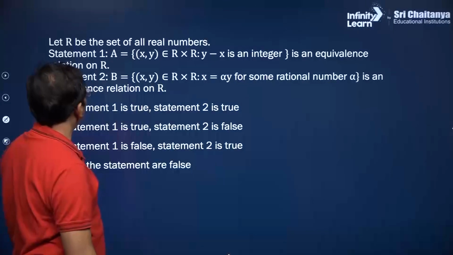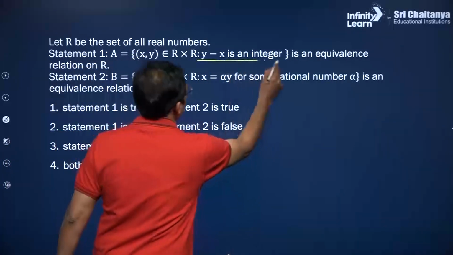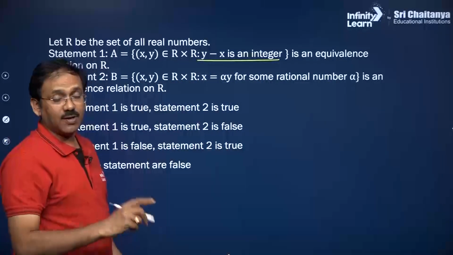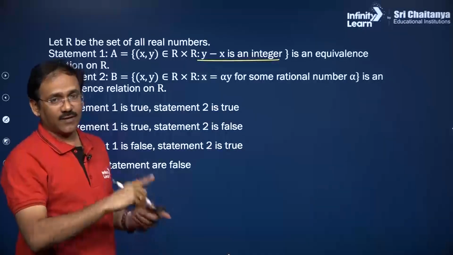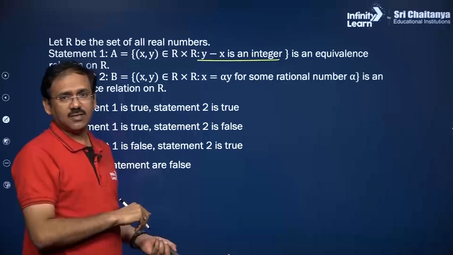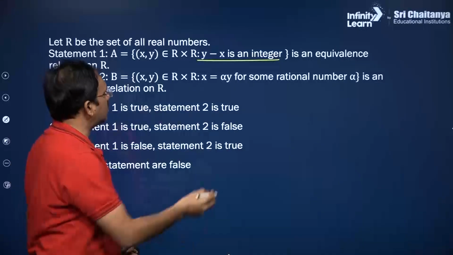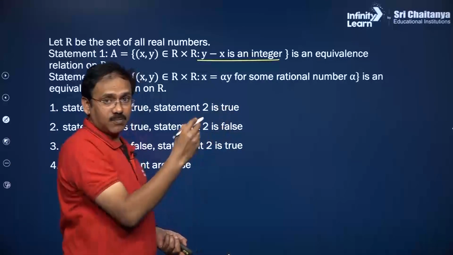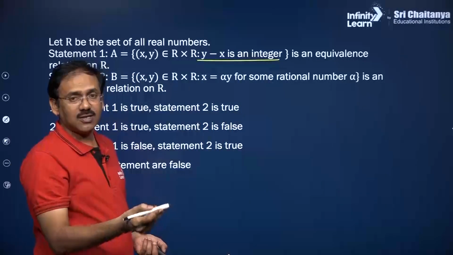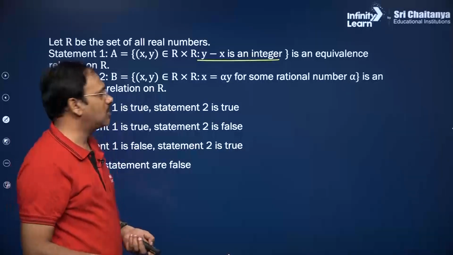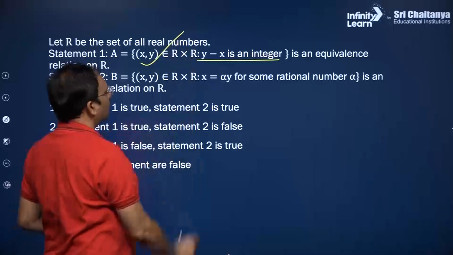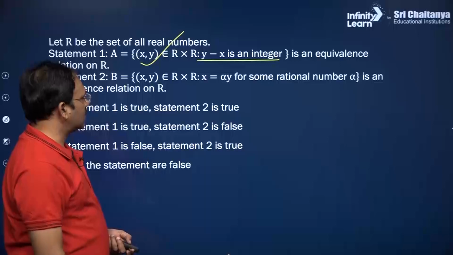Next, my dear friends, the relation 'x minus y is an integer' is an equivalence relation, because x minus x is an integer. If x minus y is an integer, y minus x is an integer. So, symmetric. Transitive means x minus y integer and y minus z integer means x minus z is also an integer. So, the first one is undoubtedly an equivalence relation.